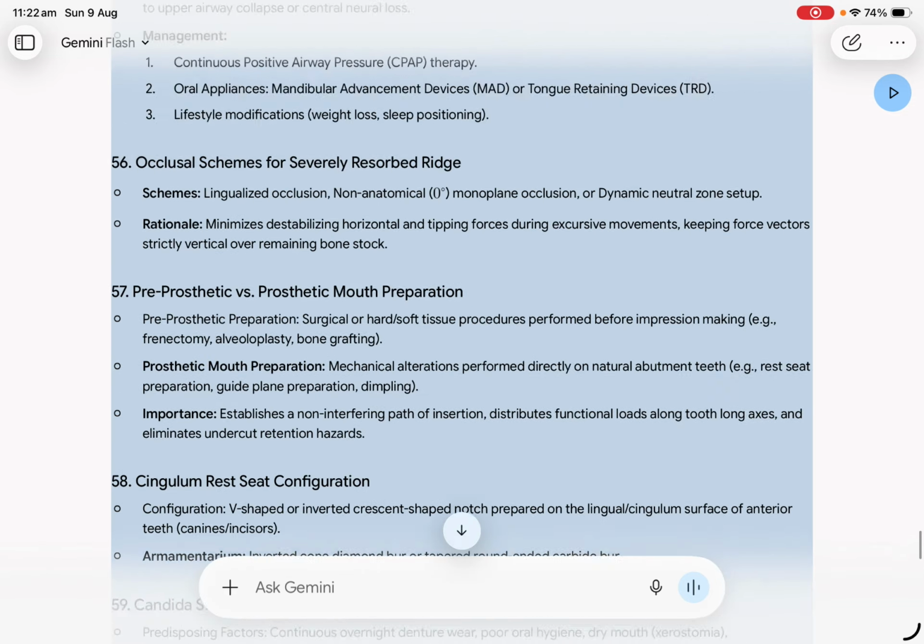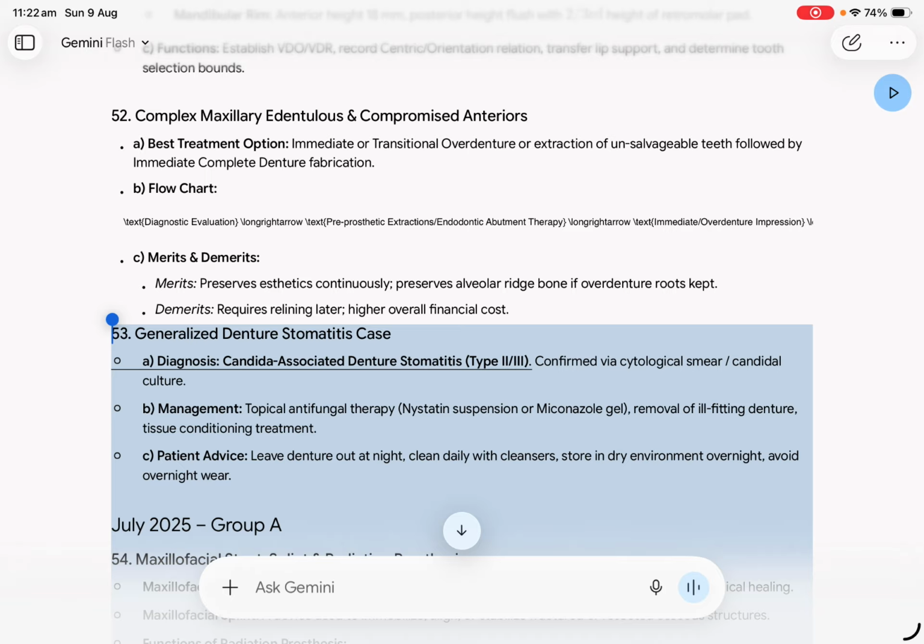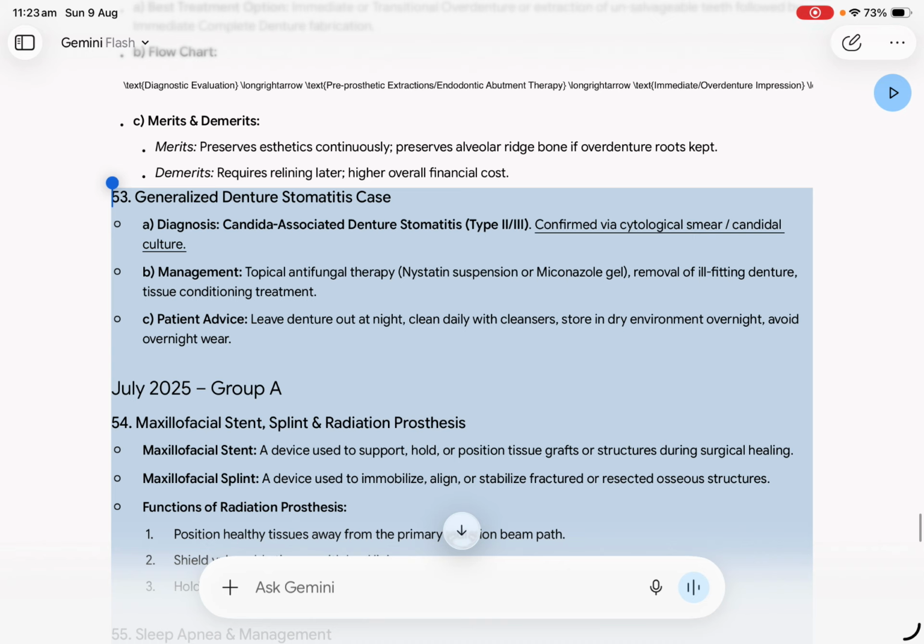53. Generalized denture stomatitis case. A. Diagnosis: Candida-associated denture stomatitis, type 2/3, confirmed via cytological smear and countable culture. B. Management: topical antifungal therapy, nystatin suspension or miconazole gel, removal of ill-fitting denture, tissue conditioning treatment. C. Patient advice: leave denture out at night, clean daily with cleansers, store in dry environment overnight, avoid overnight wear. July 2025, Group A.